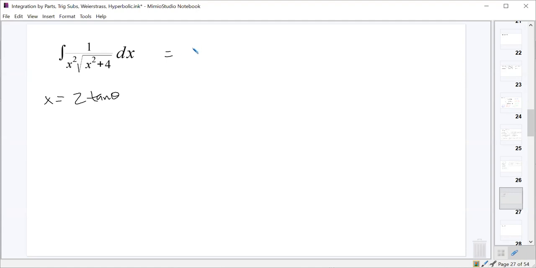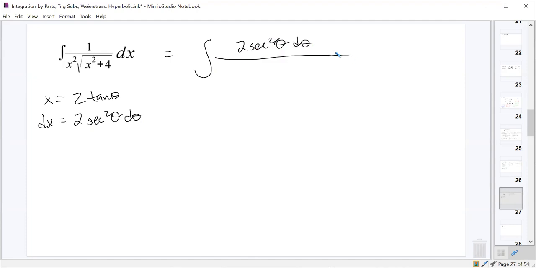So what does dx equal then? Should be 2 secant squared theta d theta. So we should end up with an integral of 2 secant squared theta d theta over 4 tangent squared theta square root of 4 tangent squared theta plus 4. Everybody good with all of these substituting in there? Or no?